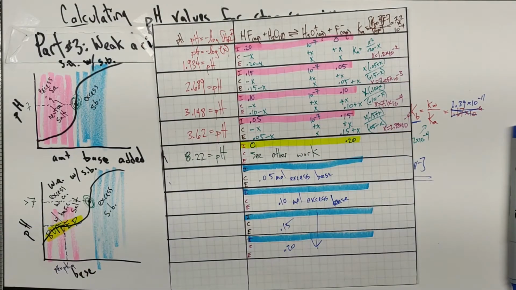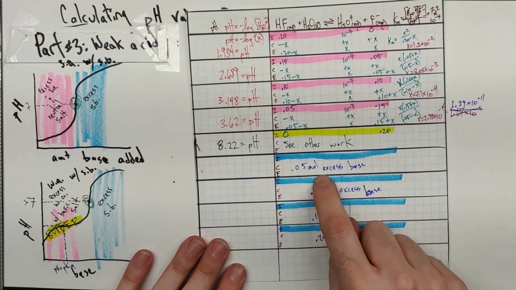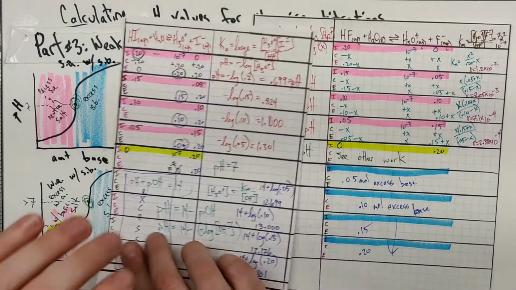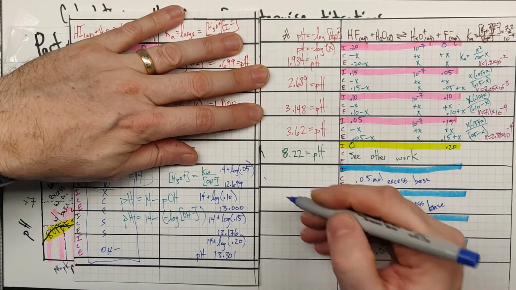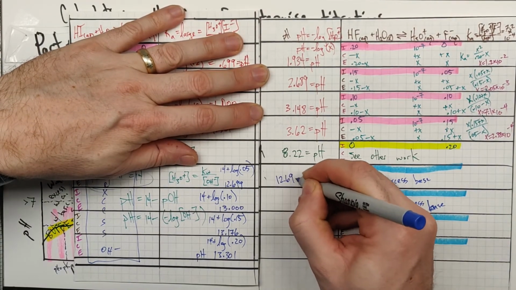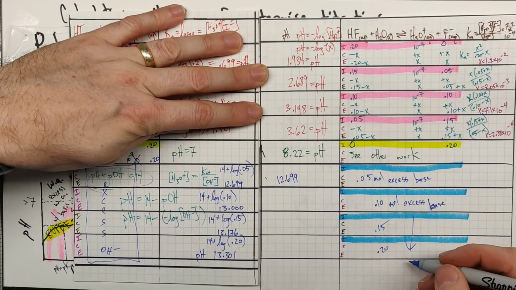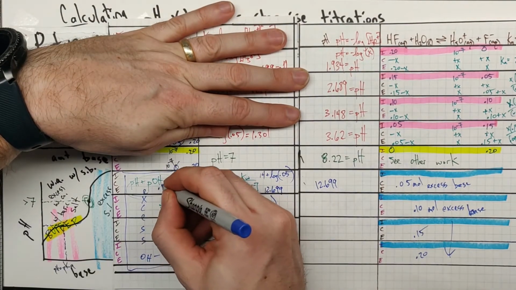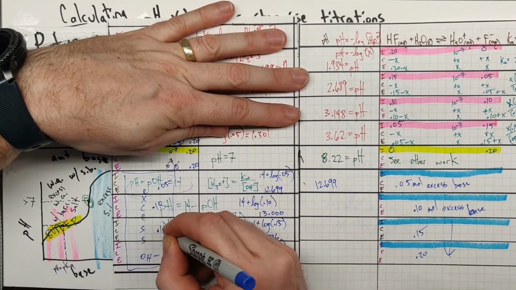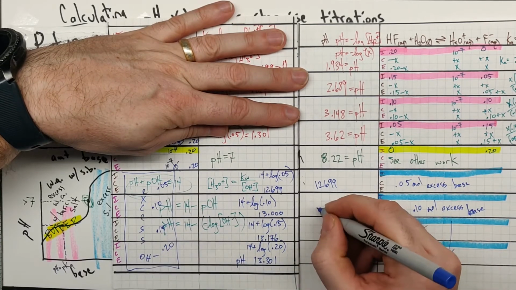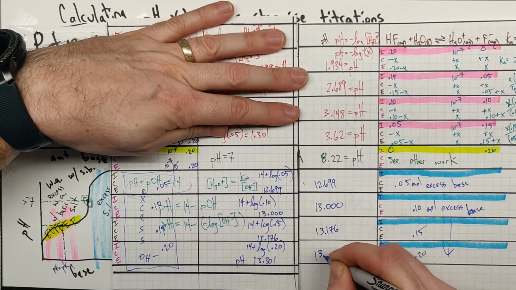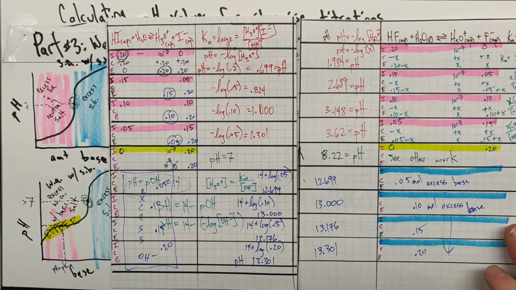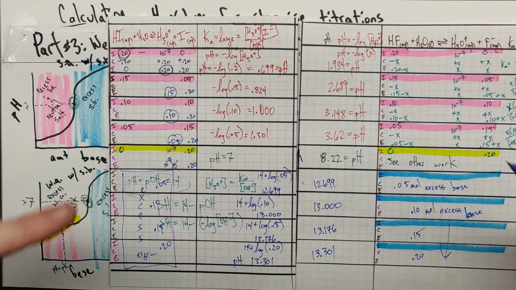All right, and although it seems like things are dragging on and on, there's good news, and that good news is if we have excess base, then all of this work carries over, okay? All these numbers are the same as they were here, which is 12.699, right? Because we have those same amounts of excess base, 0.05, 0.10, 0.15, and 0.20. So this is 13.000, 13.176, 13.301. All right, so those numbers end up like that.